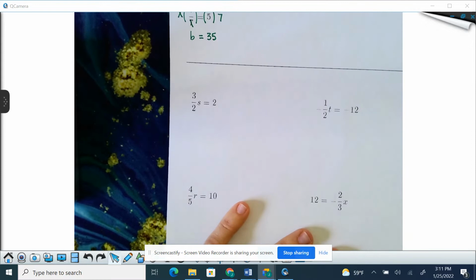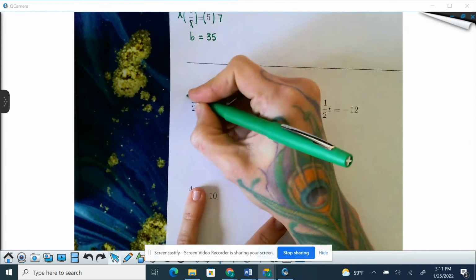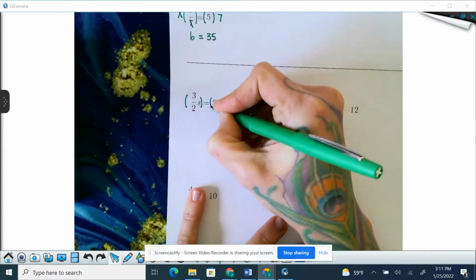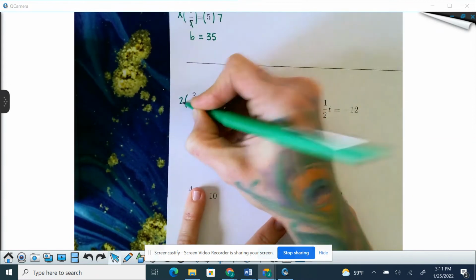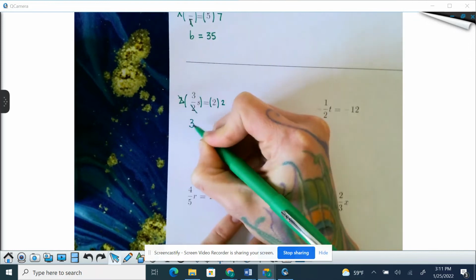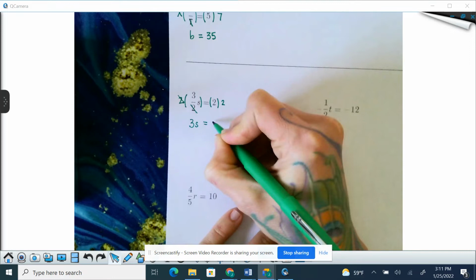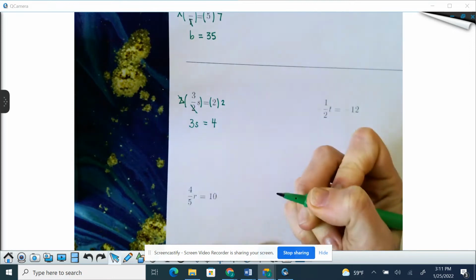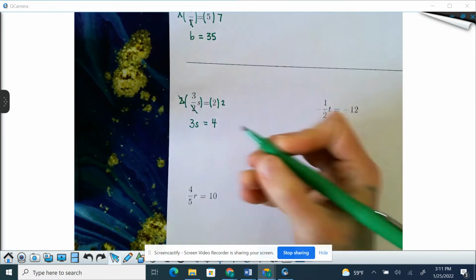But depending on how your brain works, if the last couple have been super easy, then I would suggest sticking to that. And the idea is that this 2 needs to come off the bottom. So we'll multiply both sides by 2 because it's in the denominator, and we need to get it out of the denominator. Those are going to cross out. So that leaves me with 3s equals 4. And now it looks like the section before the last one, and we're going to divide by 3.